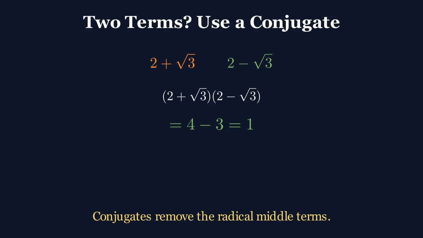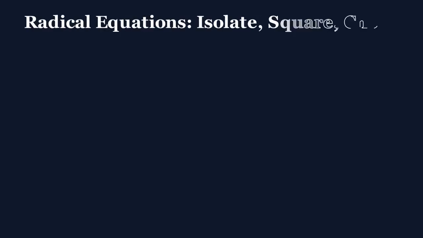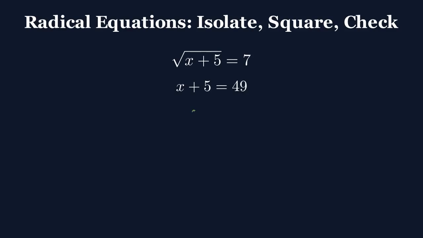Now for radical equations. The big strategy is isolate the radical, then square both sides. Solve square root of x plus 5 equals 7. Square both sides to get x plus 5 equals 49. Subtract 5 and x equals 44. Always check. Square root of 44 plus 5 is square root 49, which is 7.